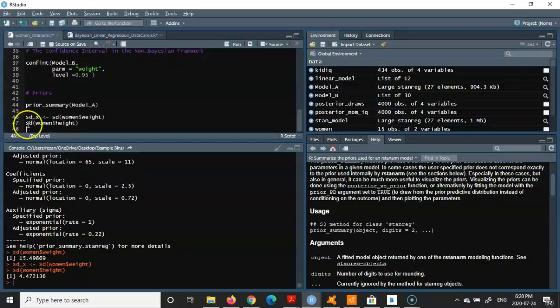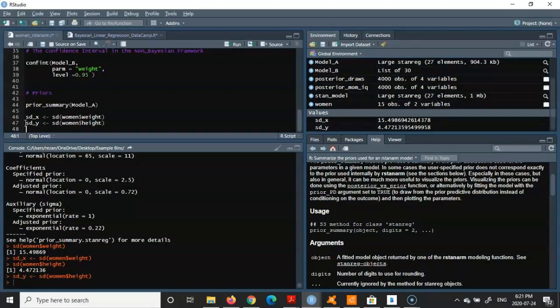I'm just going to run it. You see this result. I'm going to store that into an object called SDY. It's a very easy calculation, as you notice, it's the sd of x. It's a very simple calculation that we had before.